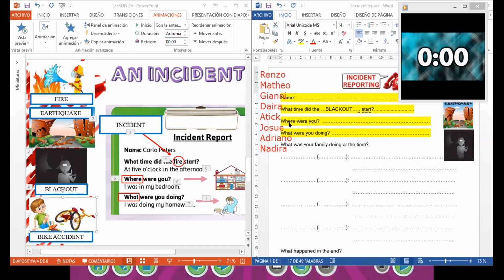Okay. The next question, the same, Attic. Where were you? In what place? In the bedroom, in the bathroom, in the living room, but in a sentence, please. I was in the bathroom. And in the bathroom, what were you doing? I was taking a shower. You see, because it's in the bathroom. If you say, I was in the living room, I was watching TV in the living room. If you say, I was in the kitchen, I was having breakfast.